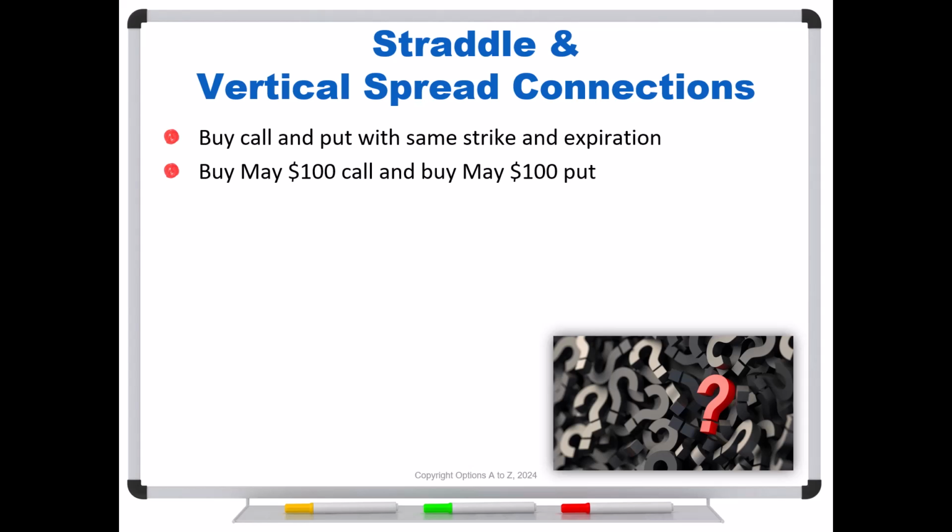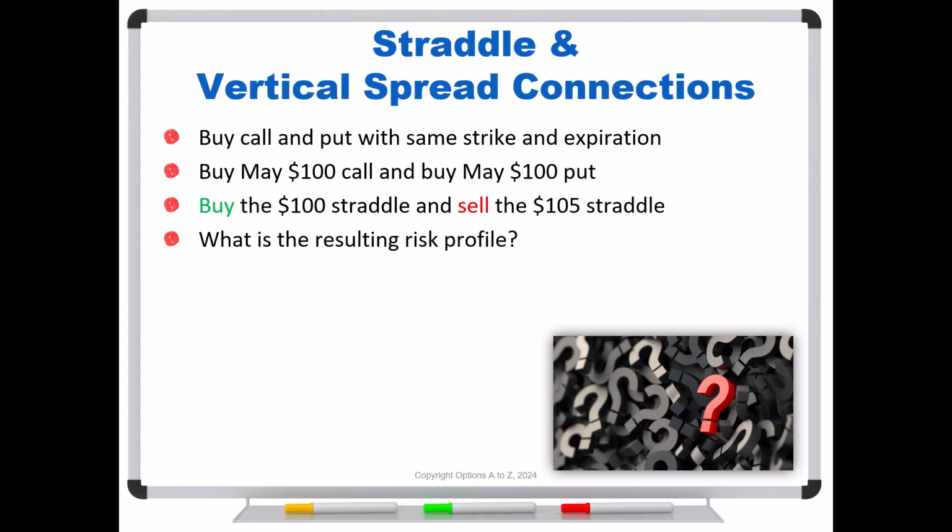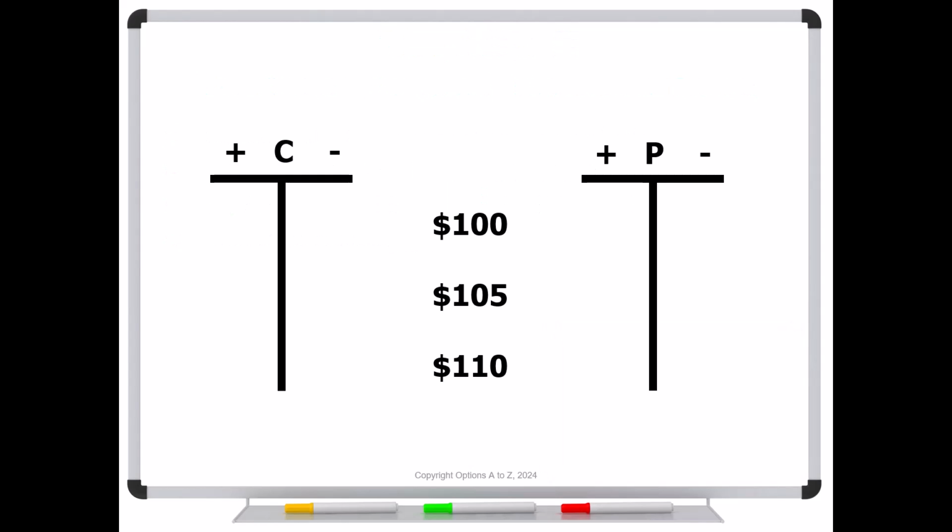Rather than just buy the straddle, what would happen if we buy, let's say, the 100 straddle and sell the 105 straddle? What's the resulting risk profile? Well, here's one way to figure it out. So we've got our strikes down the center, long and short calls over on the left, long and short puts over on the right. If we buy the 100 straddle, we have one contract of the long call, one of a long put. And if we sell the 105 straddle, I'm short the 105 call and short the 105 put.